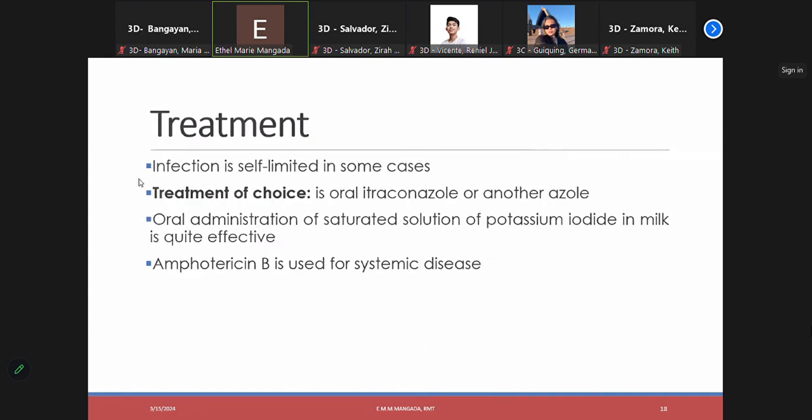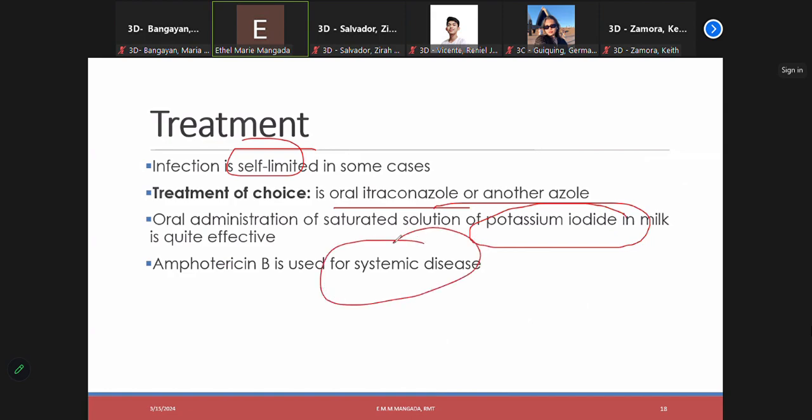So treatment for your sporotrichosis, it's self-limiting, okay? So minsan gumagaling siyang kusa or when treatment is needed, we can have your itraconazole or other azoles or oral administration of your potassium iodide. Pero in systemic disease, like for example, yung sabi natin kanina, hindi lang granulomatous lesion sa skin. Pwedeng mag-cause siya ng pulmonary sporotrichosis. So in that case, we use your amphotericin B. Okay? So that's your sporotrichosis.